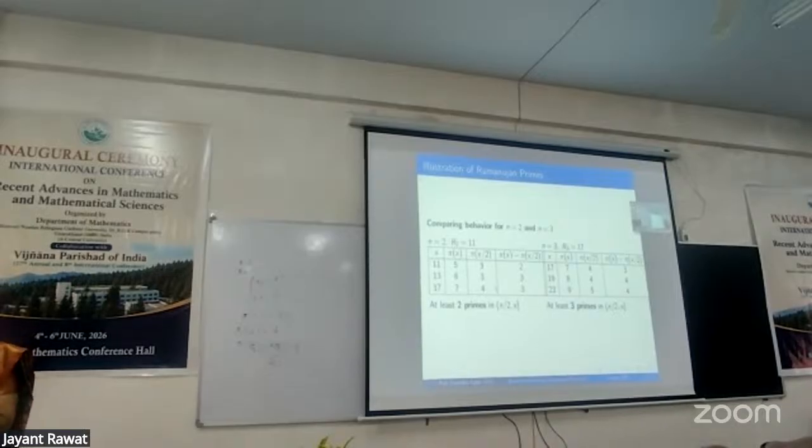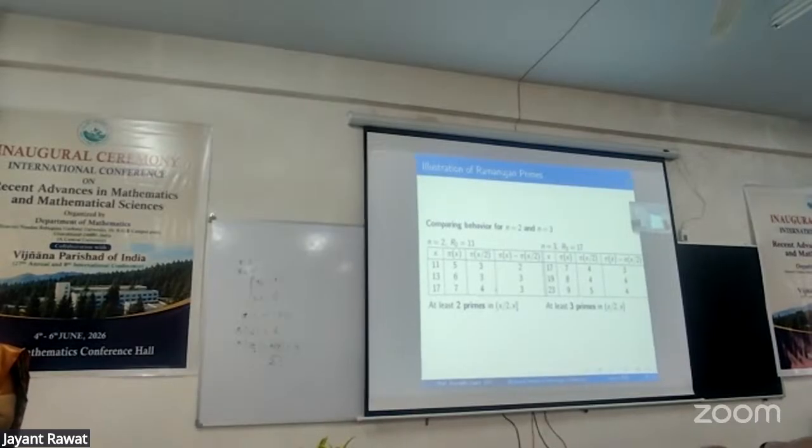So similarly, when n is equal to 3, R3 is equal to 17. So we have 17, pi x is 7, pi x by 2 is 4. So this is 3. So that is why it has 3 primes in the interval x by 2, x.